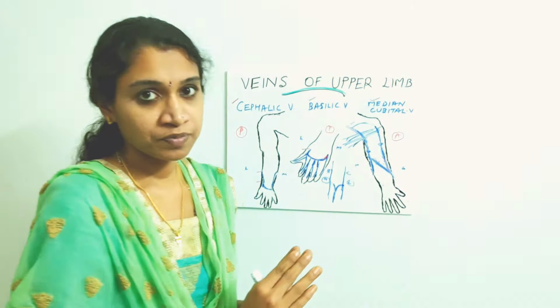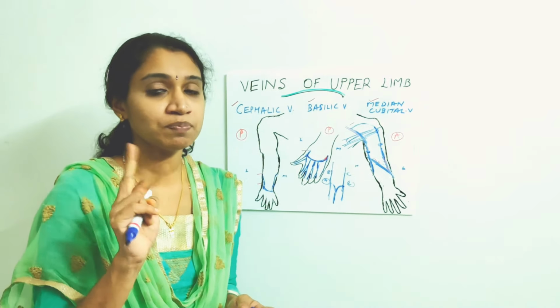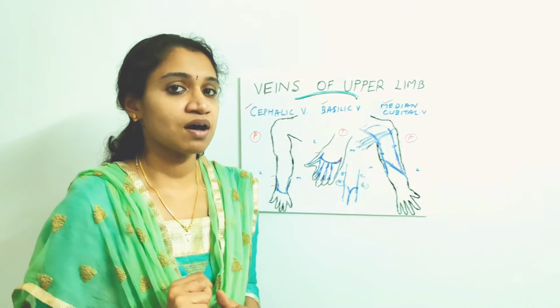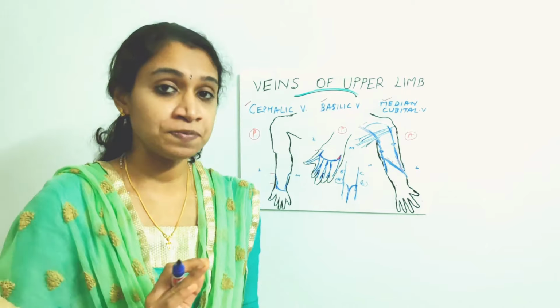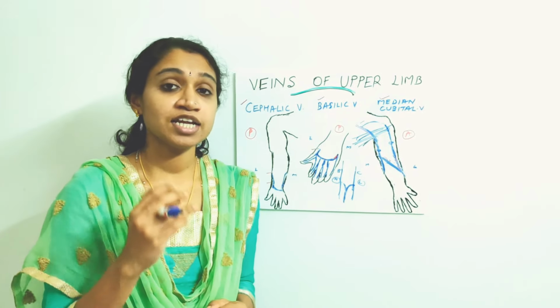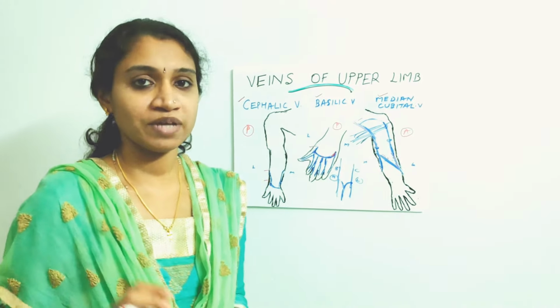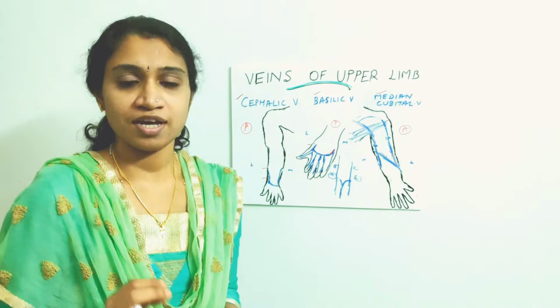There the cephalic vein is accompanied by two important structures. These are the deltopectoral group of lymph nodes and the deltoid branch of the thoracoacromial artery. As you know, the thoracoacromial artery is a branch of the second part of the axillary artery. So that you should keep in mind. That's the course in the deltopectoral groove.